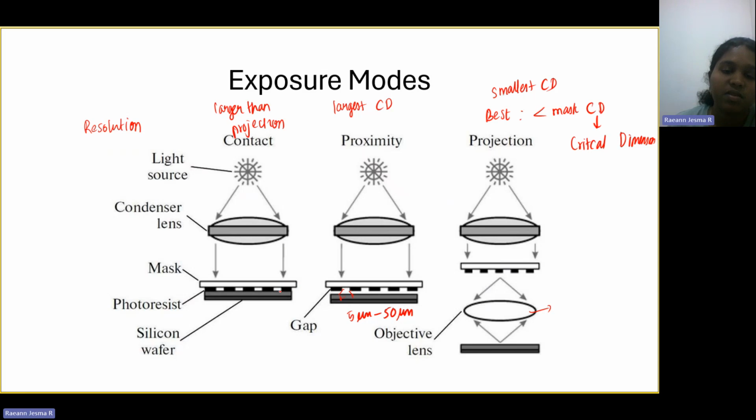Again, there are two types of masks that can be used. One is a mask made using soda lime glass, and more expensive masks are made using quartz. Generally, less expensive masks are made using soda lime glass. More expensive masks are made using quartz, and the pattern that we see in the mask, the opaque pattern, is generally chromium metal.